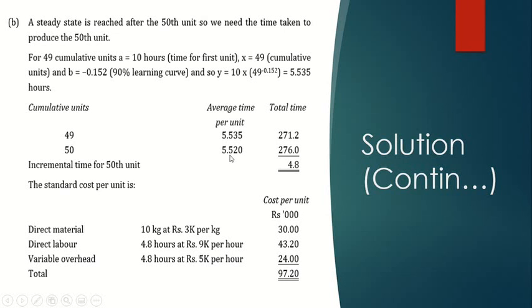It is 5.52. So what we can do, we can apply 49 for x and find what is the average time requirement per unit. So if we are producing 49 units, average time will be 5.535. If we are producing 50 units, average time requirement will be 5.520, which means this is the average time requirement. So we can't take the difference between these two. It is because this is the average time requirement.